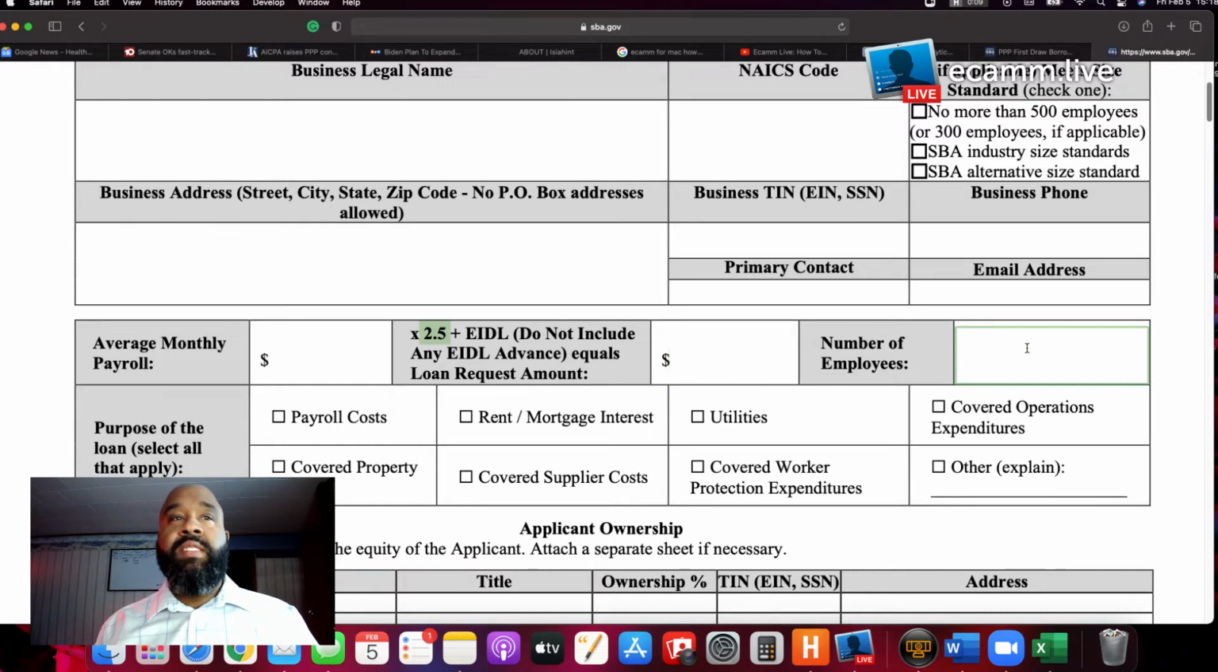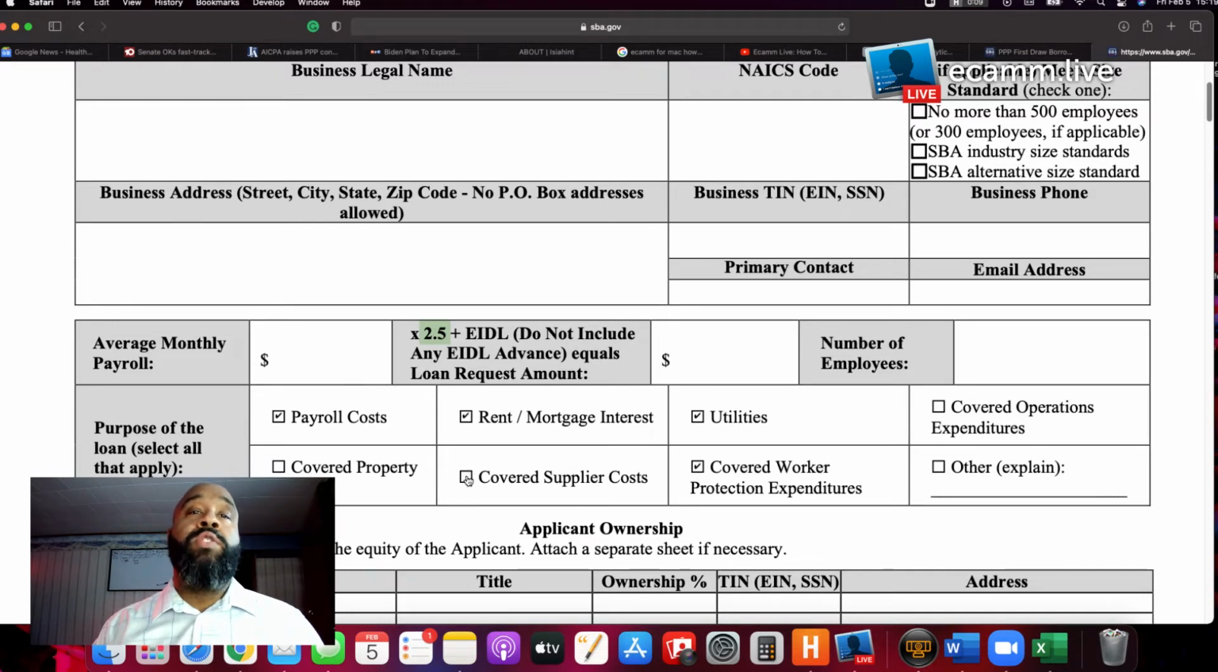Number of employees in this scenario would be 10. Now, the purpose of this loan, what are you going to use the loan for? Payroll costs, rent and mortgage interest, utilities, covered worker protection expenditures. You need to buy masks for all your employees or whatever.